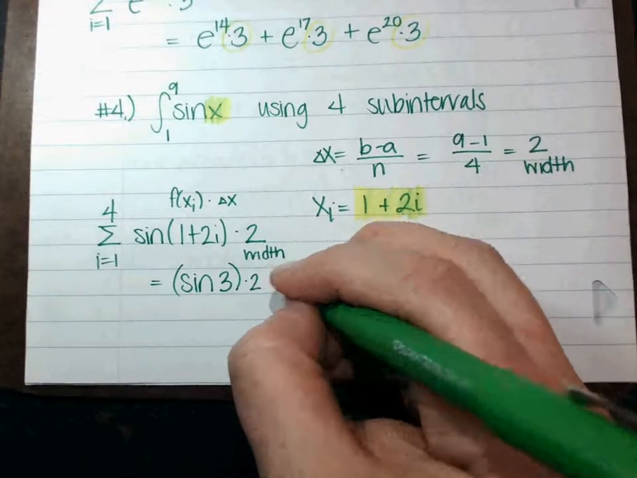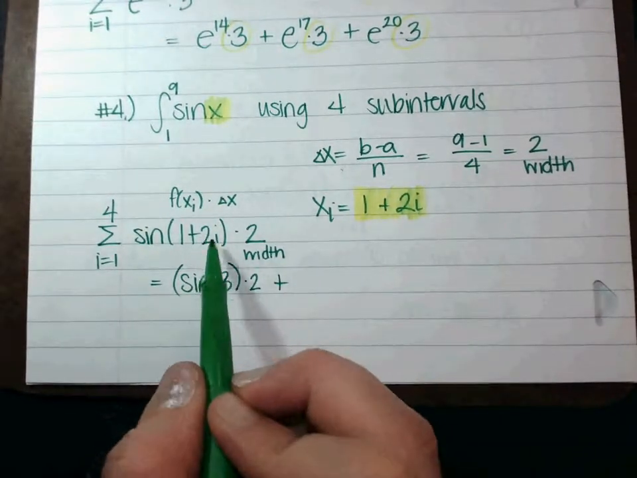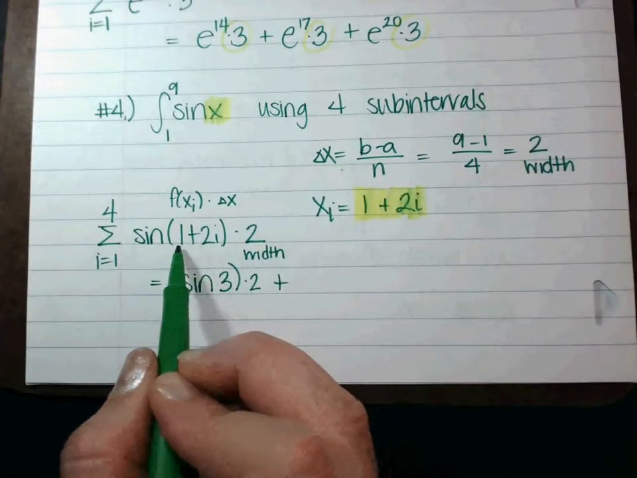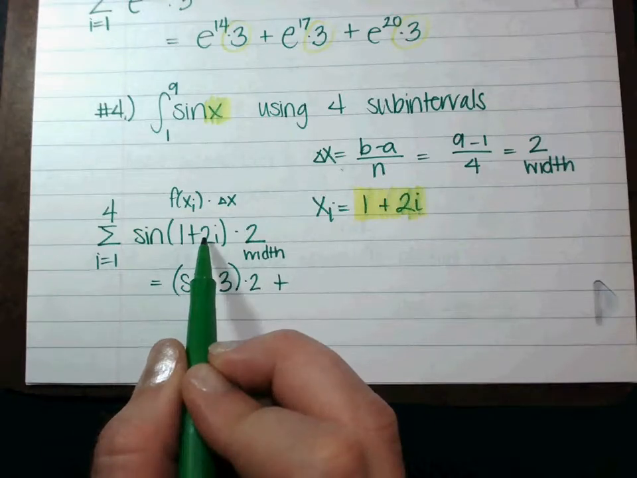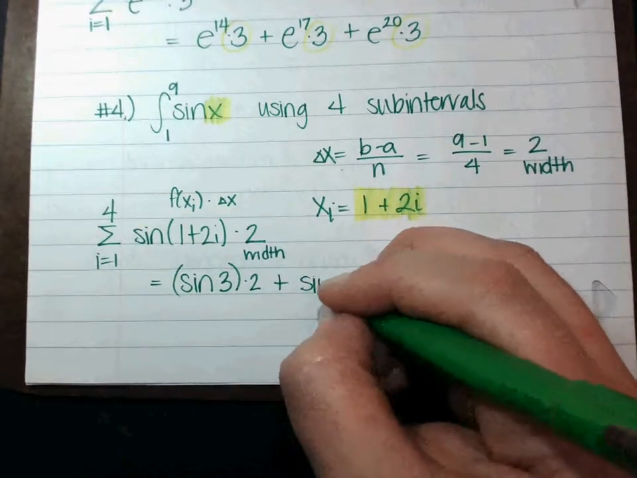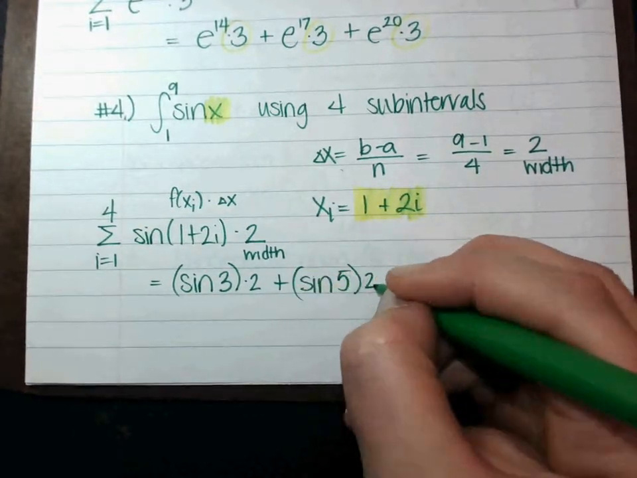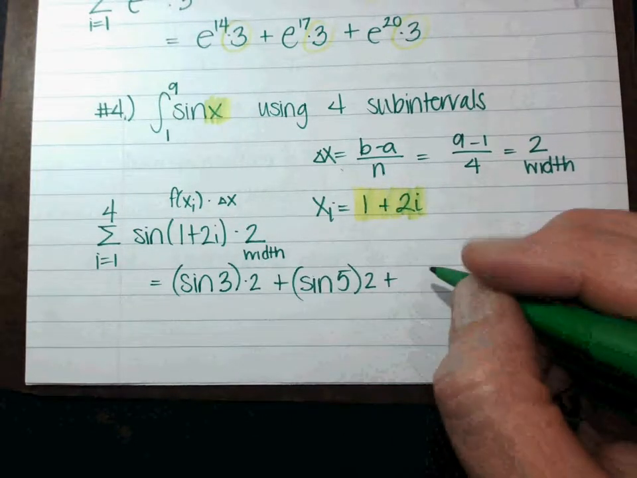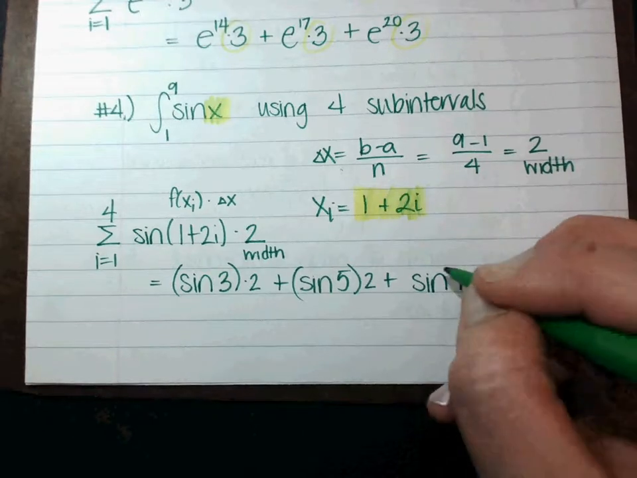Okay, next one. I'm increasing now from 1 to 2. 2 is my i. This is the second term. What is this? 5, so that'd be the sine of 5 times 2. Okay, next one. Sine of 7 times 2.